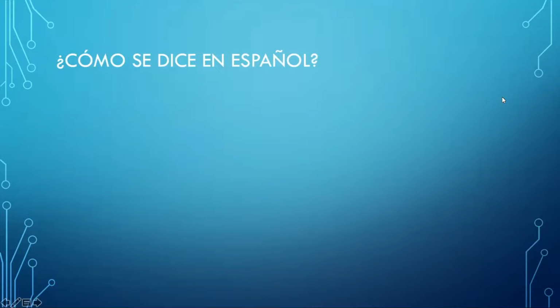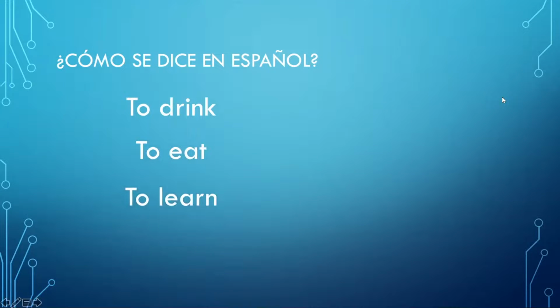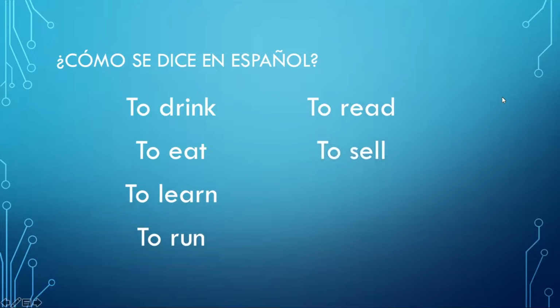So, ¿cómo se dice en español? To drink, to eat, to learn, to run, to read, to sell, to understand. So we have all of these verbs in English. By the way, whenever you have "to" at the very beginning of the verb, in grammar we call that the infinitive. It means that the verb has not been used with any pronoun like I, we, or you. That's why we put "to" at the very beginning of the verb.